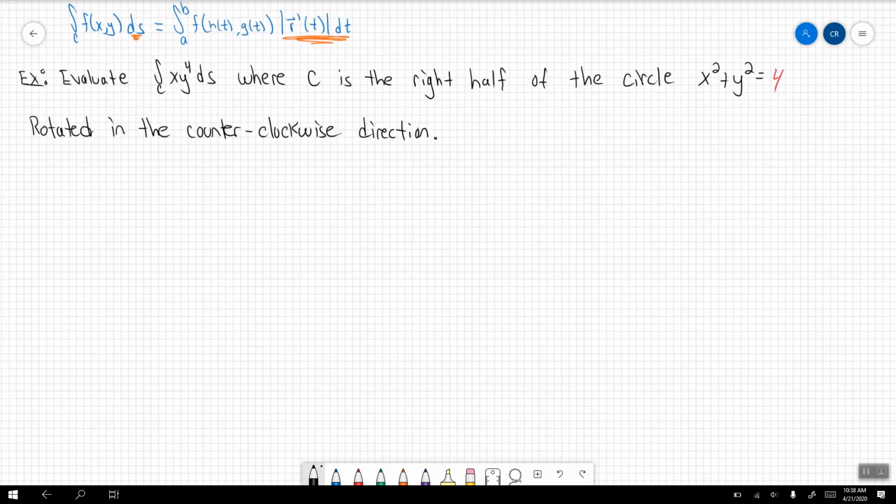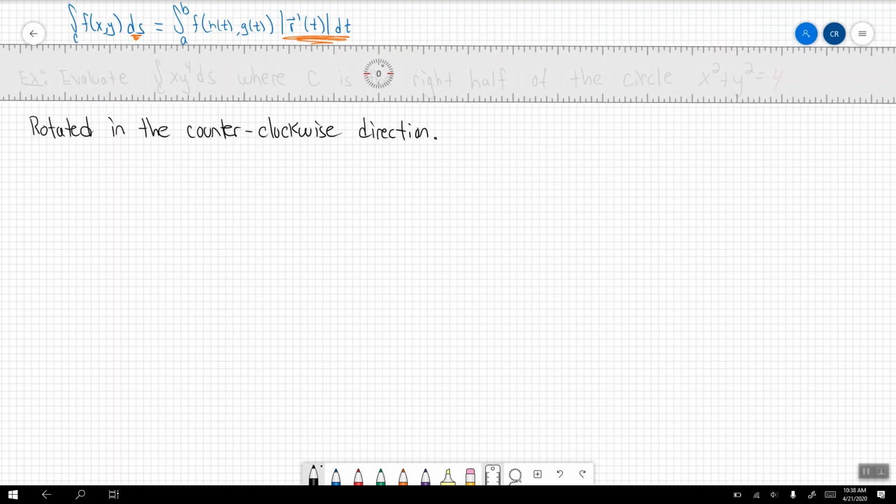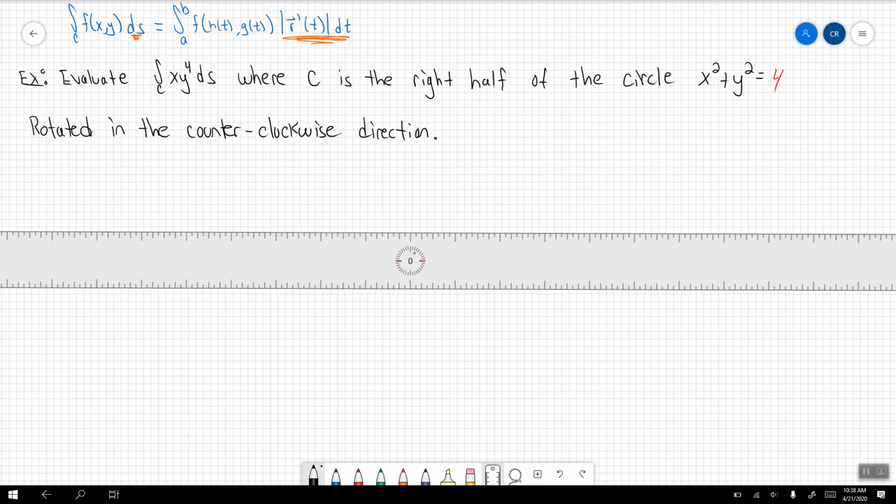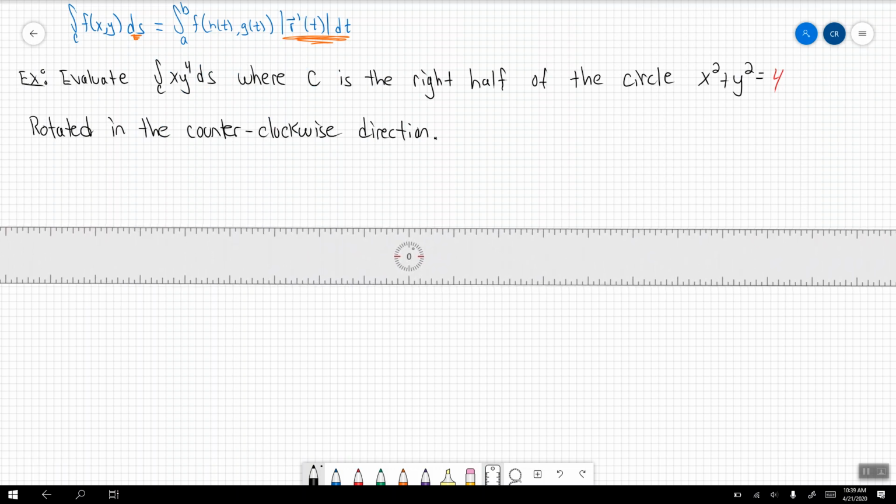We want to evaluate this line integral that's given to us here, where the curve that we're going to be integrating over is just the right half of this circle, and we're going to make sure that the curve is being traversed in a counterclockwise direction. Alright, so the first thing I want to do is start by graphing this particular curve so that I can see what my domain is.